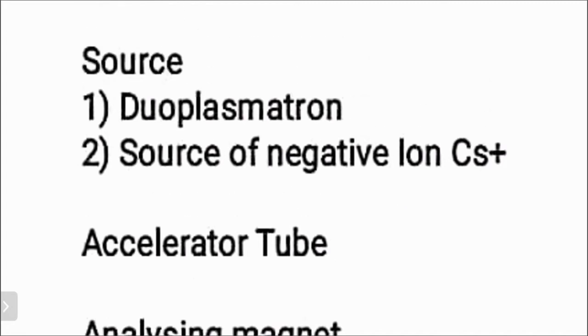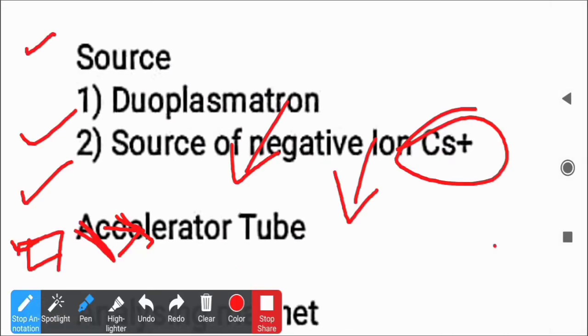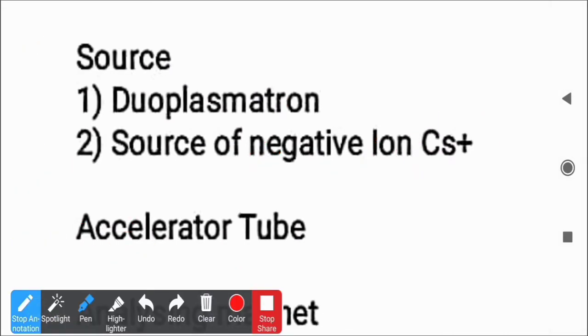So the source is the same as that of our secondary ion mass spectrometric technique. Okay, so there are again two types of sources, one which is required for the generation of negative ions and one which is required for the generation of positive ions. Okay, so the duoplasmatron will give you the source of positive ions, and for the source of negative ions we are going to use cesium ions as a source of particles. Okay, so first we will see the duoplasmatron.